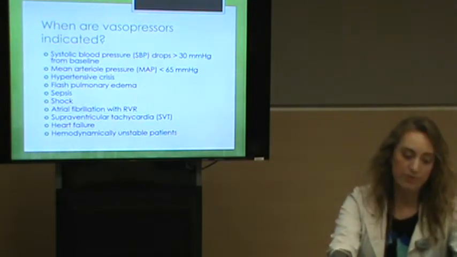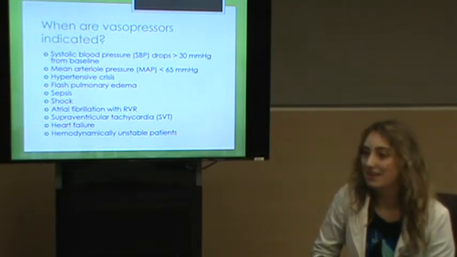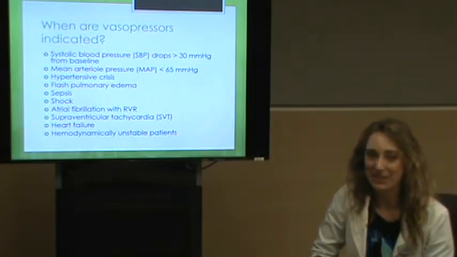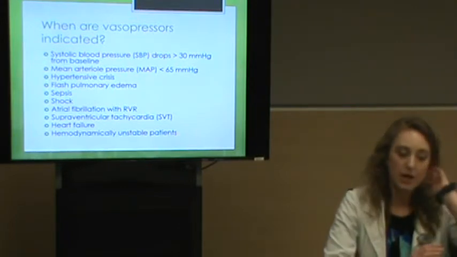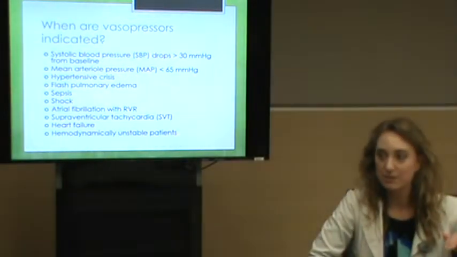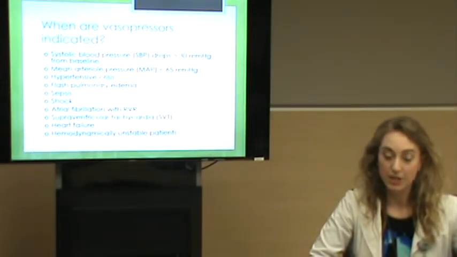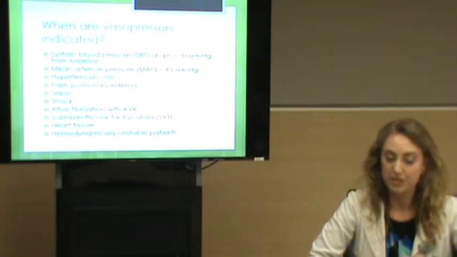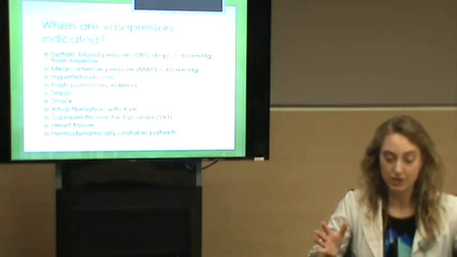So when would vasopressors be indicated? A lot of literature has some slight variations in when exactly you would initiate a vasopressor. Some say if systolic drops greater than 30 millimeters of mercury from that patient's baseline. Others say if the mean arterial pressure is less than 65. Some say if it's less than 60, but you want to keep that general ballpark.